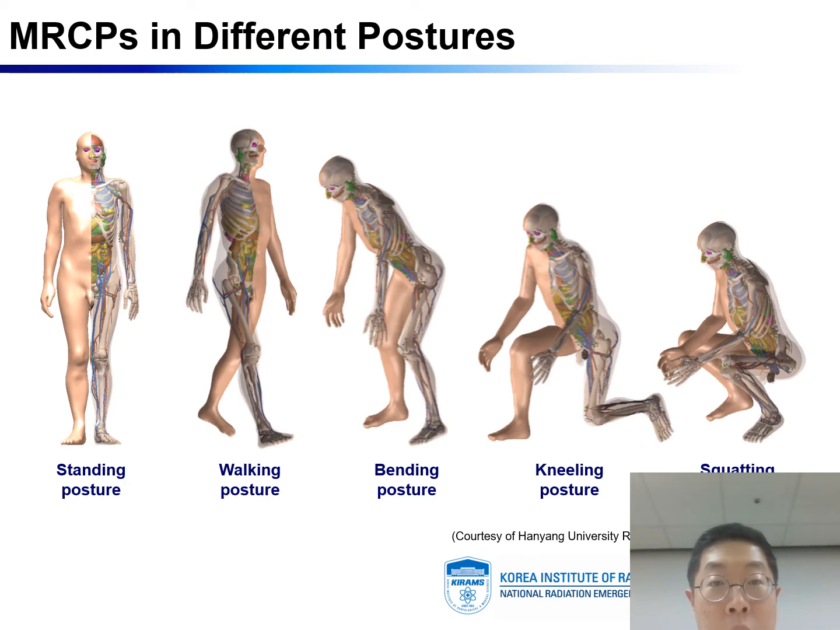Before I mention the objective of the present study, I would like to point out that mesh-type phantoms are deformable. So these are MRCPs in different postures provided by Hanyang University: standing postures, walking, bending, kneeling, and squatting. So we can represent postures similar to real workers.